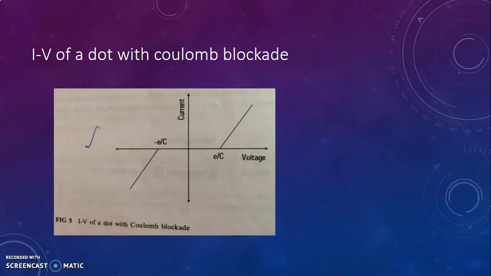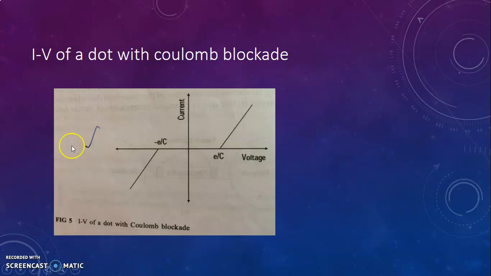Since the electron can either enter the dot or leave it, the electrons cannot tunnel if the voltage is less than e/2C. If the voltage is less than e/2C, then it will not allow the electrons to tunnel, which means we will not have current in this region. Hence there is a voltage range between minus e/C and plus e/C in which current cannot go through the dot, and hence the name Coulomb blockade.